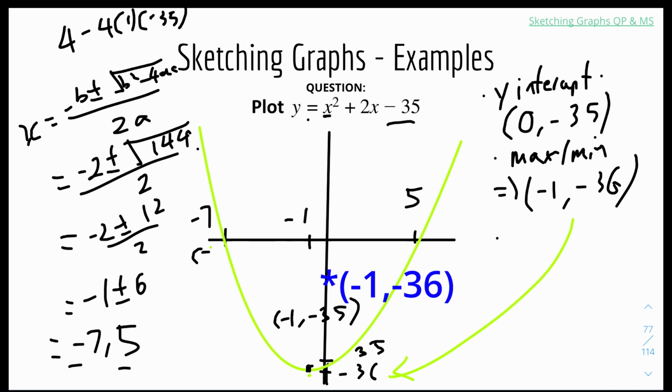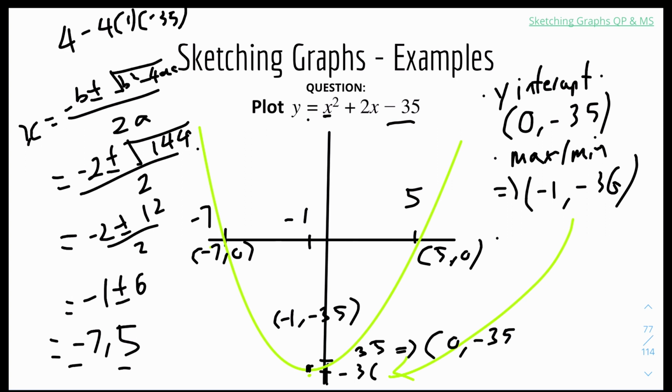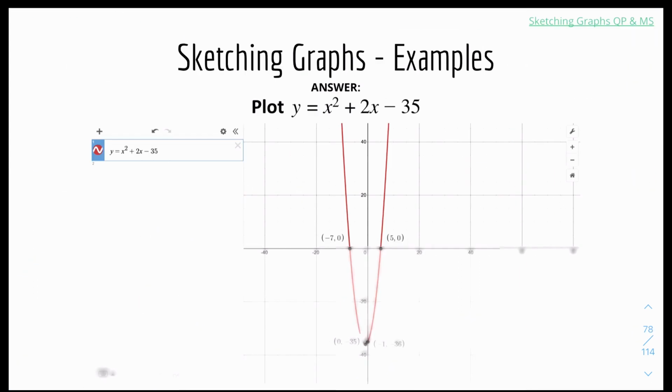This point right here is minus 7, 0. This point right here is 5, 0. And this point right here is 0, minus 35. And that's how you plot a curve. So this is just a better answer of what I drew.